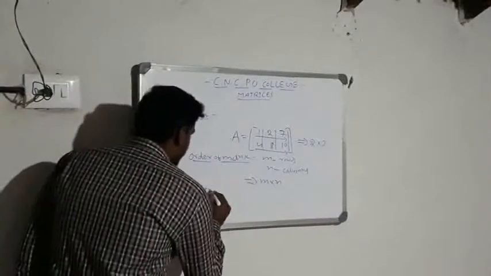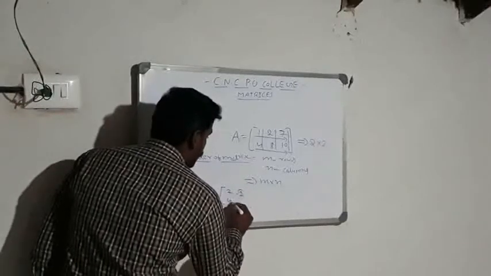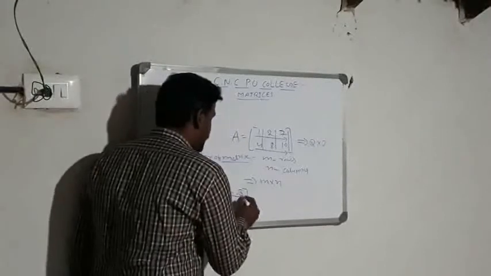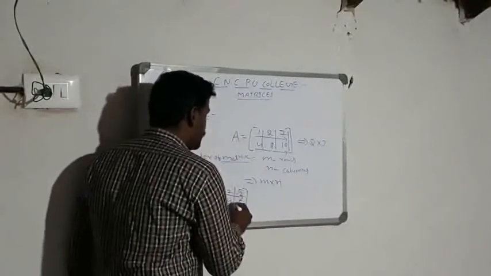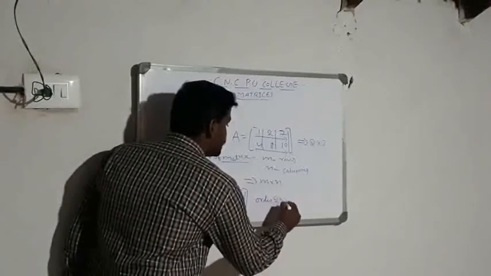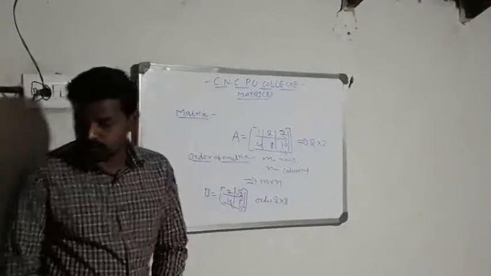Another example: 7, some root 2, 4, 5. Here matrix B has 2 rows and 2 columns. Then the order of this matrix B is 2 cross 2.